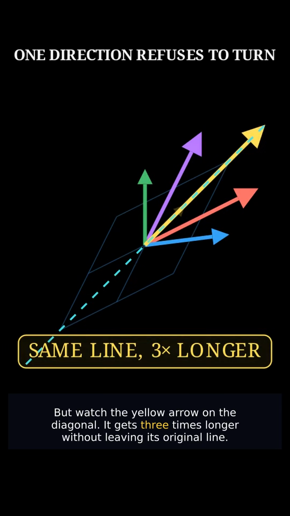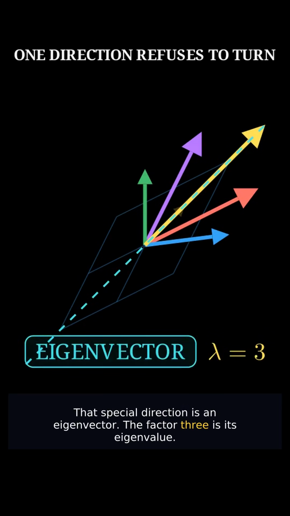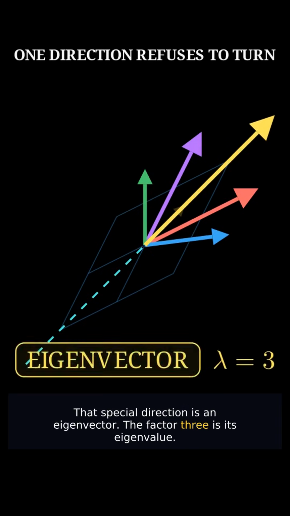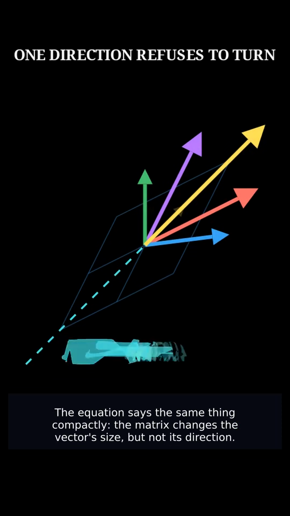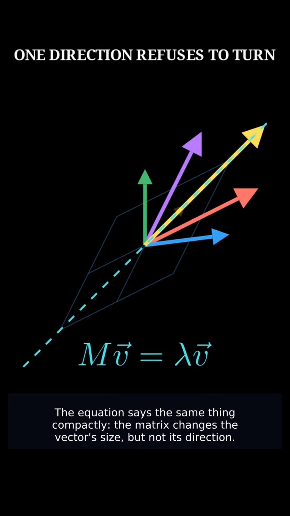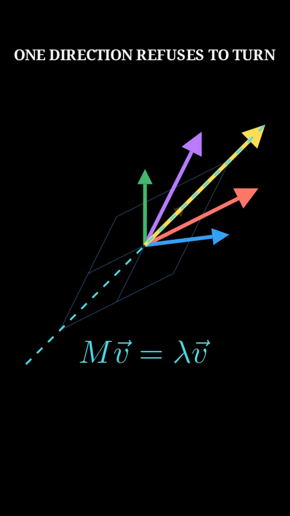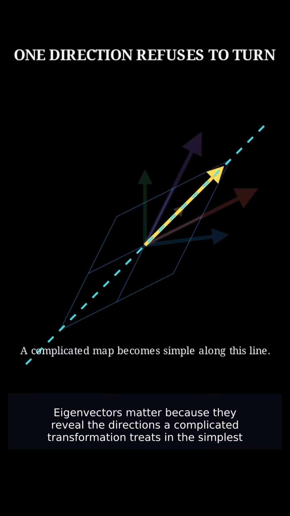That special direction is an eigenvector. The factor 3 is its eigenvalue. The equation says the same thing compactly. The matrix changes the vector's size, but not its direction. Eigenvectors matter because they reveal the directions a complicated transformation treats in the simplest possible way.